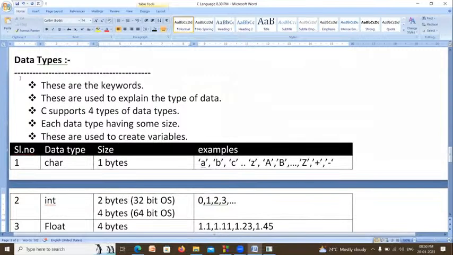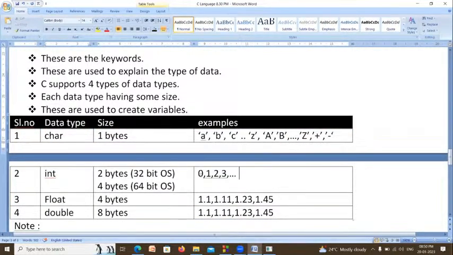Whenever you see the keyboard, there are so many symbols. Alphabets will be there. Digits will be there. Floating digits will be there. Symbols will be there. So those are classified into 4 types. Alphabets are also called as characters.